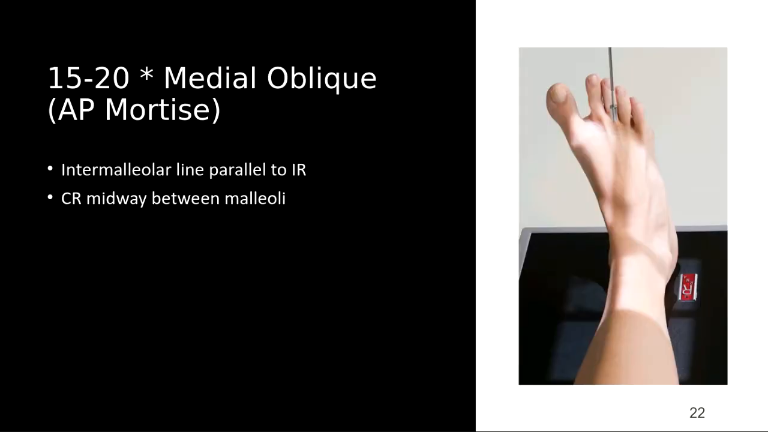Next, we'll do our 15 to 20 degree medial oblique. So again, degree and direction. So what you're doing, this is the one I was talking about where you're attempting to make the intermalleolar line parallel to the IR. So the intermalleolar line parallel to the IR. And this image is found on page 240. Central ray does not change. It's midway between the malleoli.